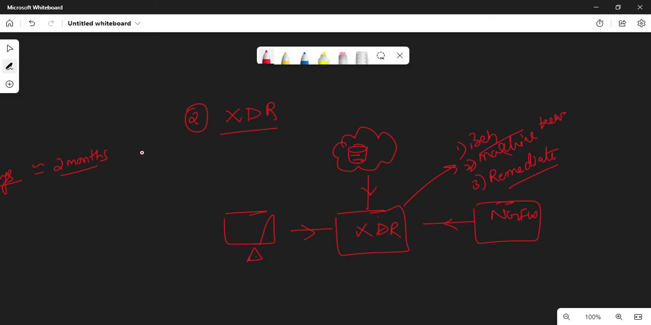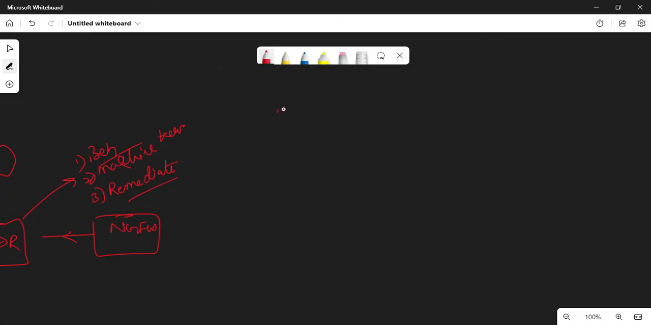Similarly comes your MDR. MDR means managed detection and response. These are managed service providers. What they do: when you deploy EDR, XDR, you need manpower. You need skilled labor to deploy them, understand the incidents, and take the appropriate actions, right? When you don't have such skilled resources available within your organization, you can offload this work to the MSPs, that is, managed service providers.